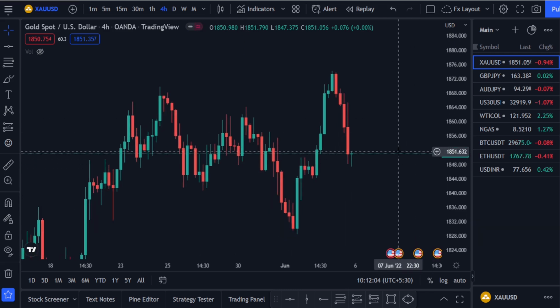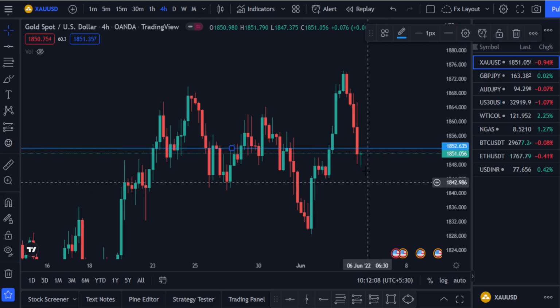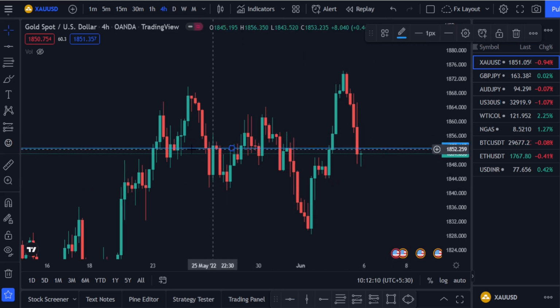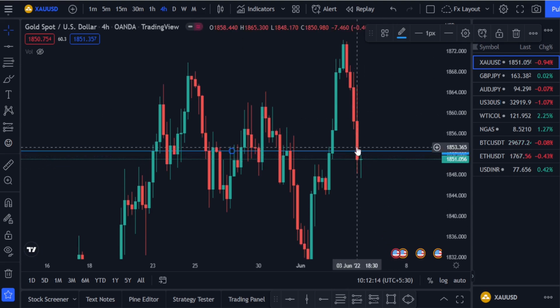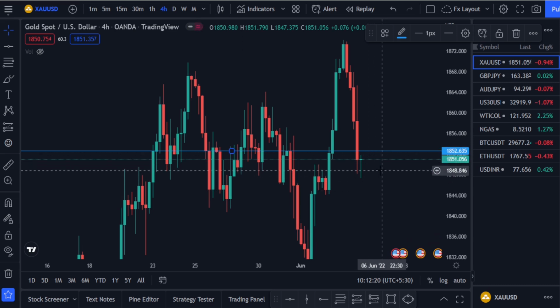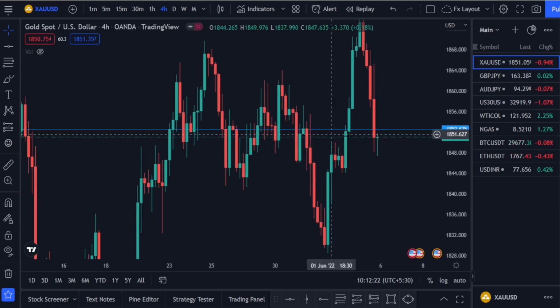Now as you can see on the 4-hour time frame, there is a resistance right here. As you can see, this has been an area of interest in the past, and this 4-hour candle closed bearish, and then we have another 4-hour candle which is kind of doji or showing some kind of rejection, but still this is the resistance, this is the support.